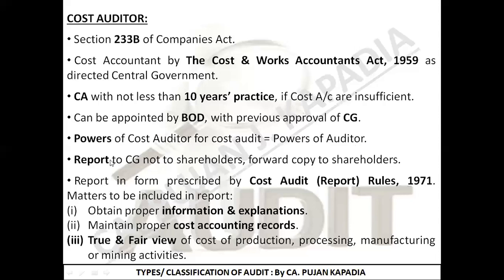The report of the cost audit is sent to the central government and shareholders are forwarded a copy of the same. The report is prepared in a format which is prescribed under the Cost Audit Report Rules 1971. And what are the matters which are included primarily? First is obtaining proper information and explanations. Second is maintaining proper cost accounting records. And third is stating regarding true and fair view of the cost of production, processing, manufacturing or mining activities.